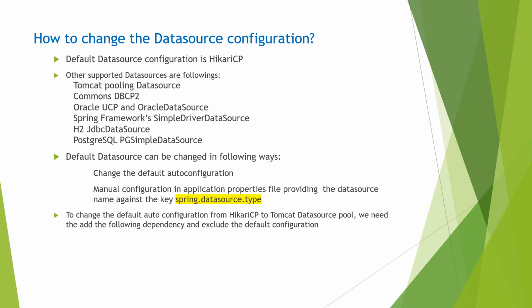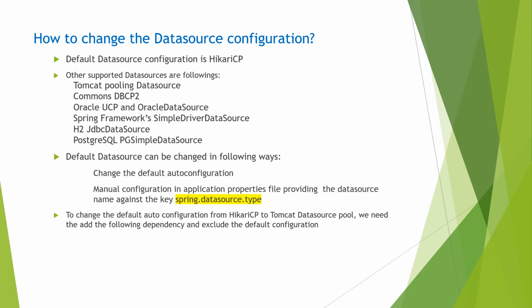Now we have to see how to change our data source configuration in our Spring Boot application. As of now we have seen the standard connection pool running with the Spring Boot server, that is Hikari CP. Once the Spring Boot application is integrated with Spring Data, the default connection pool or data source Spring Boot maintains is Hikari CP.